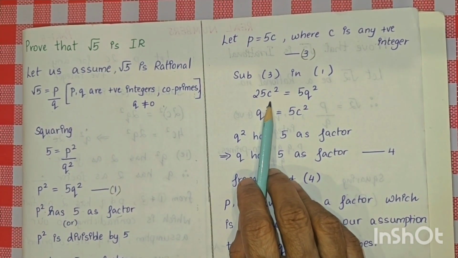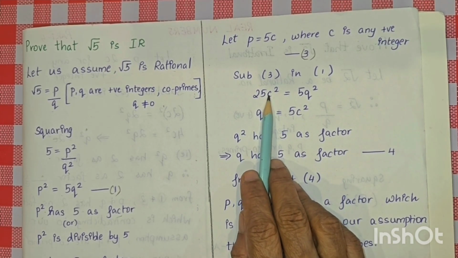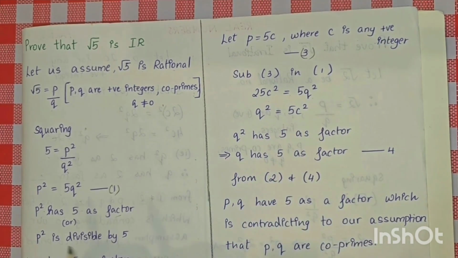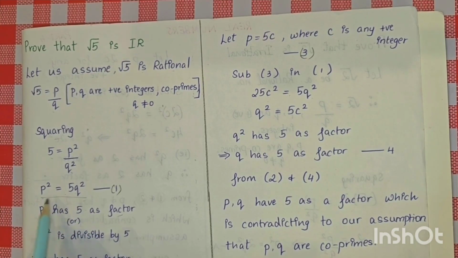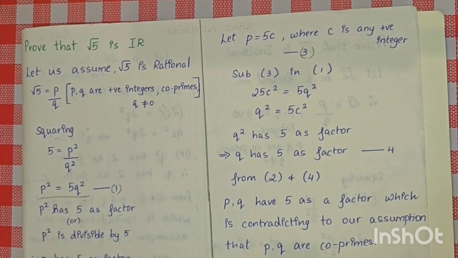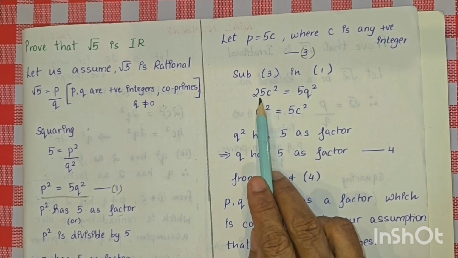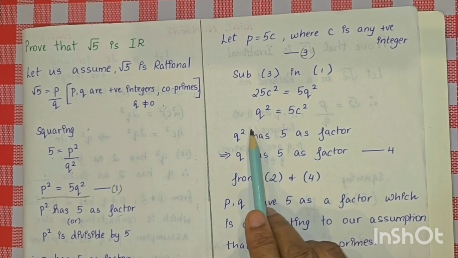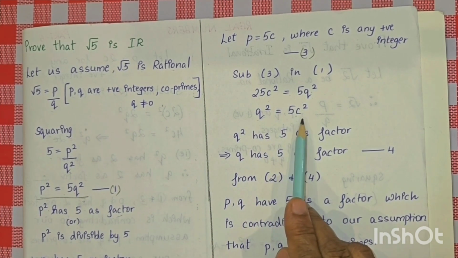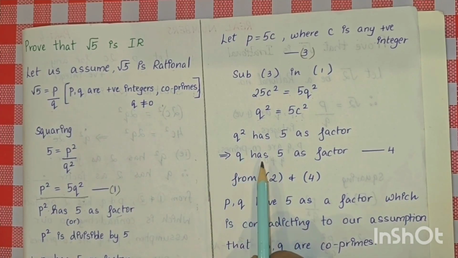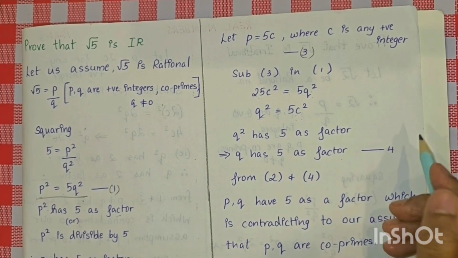So in the place of p it is 5c. So 5c the whole square will become 25c squared equal to 5q squared. From this you will get q squared equal to 5c squared. That means q squared has 5 as a factor. Therefore q also has 5 as a factor.